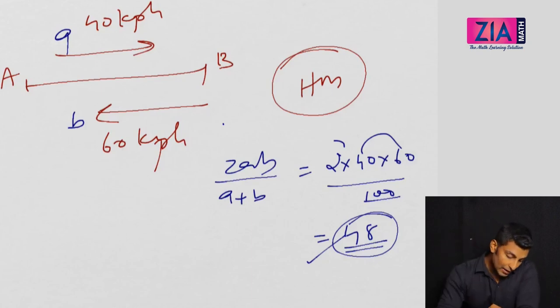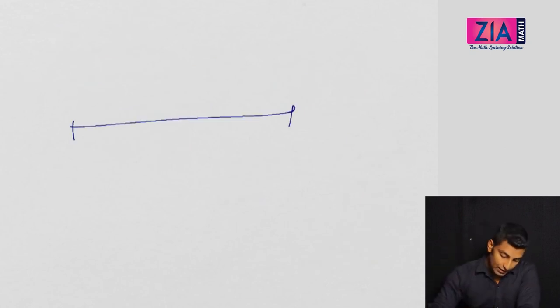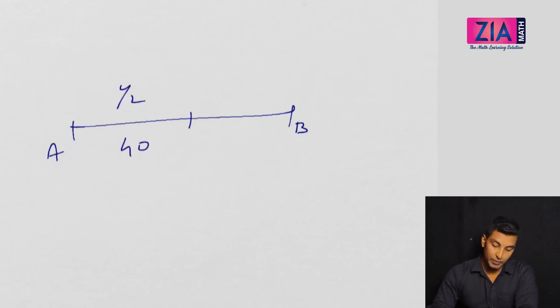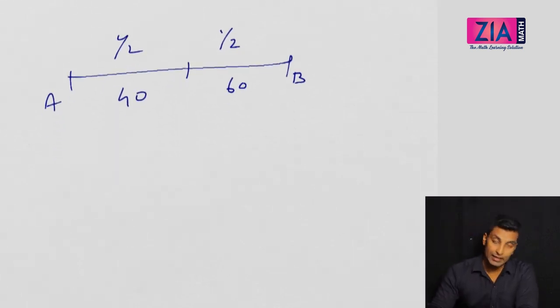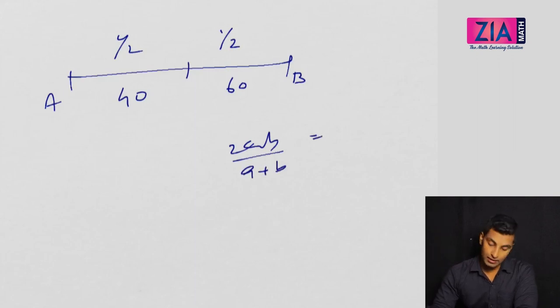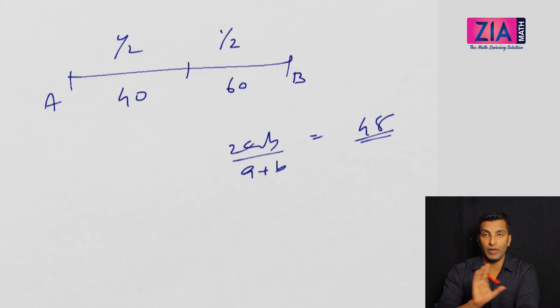Okay, so it can be like this also. Rather than going and coming back, you have to travel a particular distance, A to B. They will tell you the first half you cover at 40 kilometers, the second half you will cover at 60 kilometers. Then what is the answer? Here also you need to find the harmonic mean, that is 2AB by A plus B. So you can write it as, and you'll get 48 as the answer, like we have solved it.